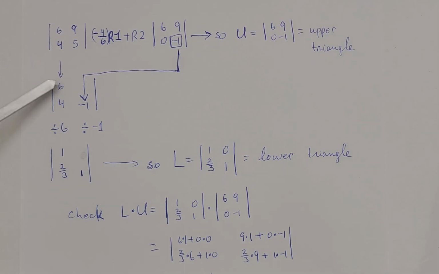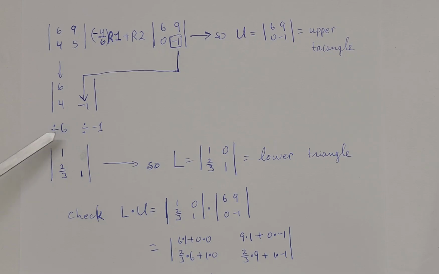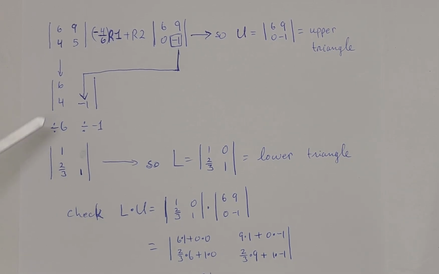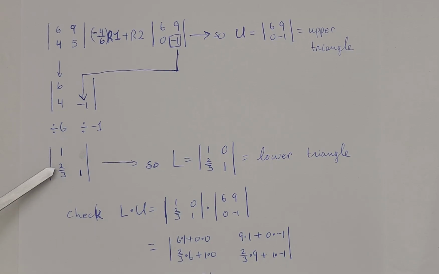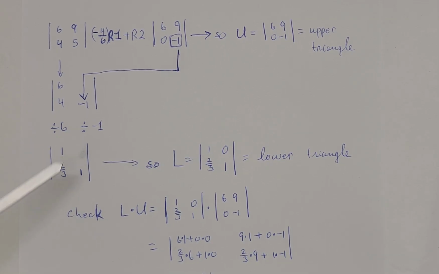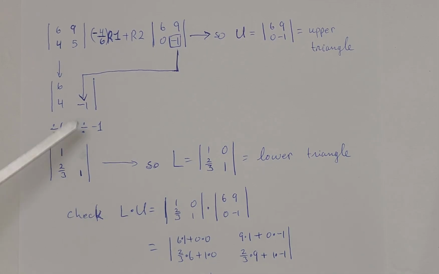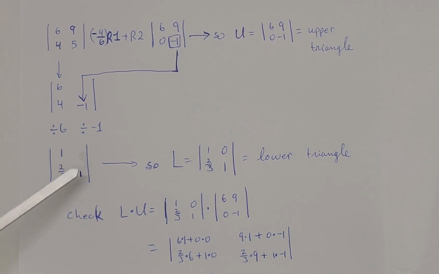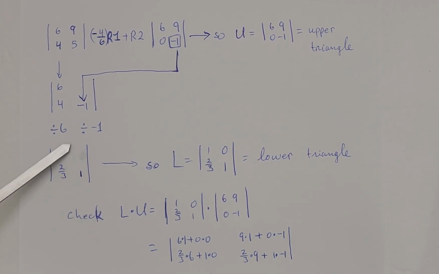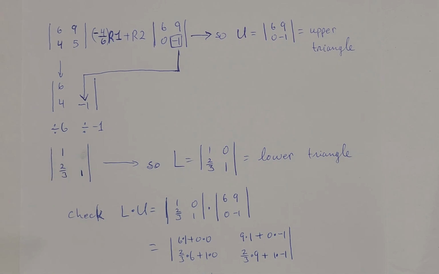Now we need this 6 to be a 1, so we will divide by 6. So 6 divided by 6 gives me 1. 4 divided by 6 gives me 2/3. We need this spot to be positive 1, so we will divide by negative 1. So negative 1 divided by negative 1 gives me positive 1. This right here will become 0. So now this is our lower triangle: 1, 2/3, 0, 1.